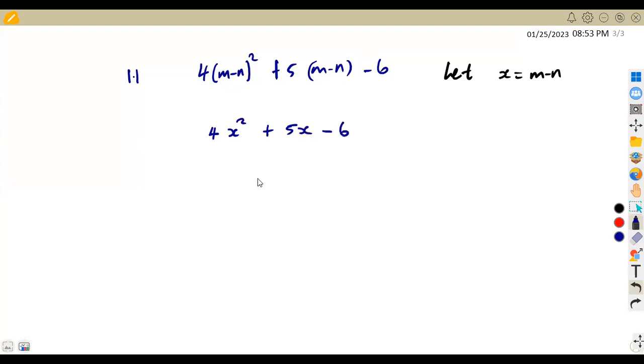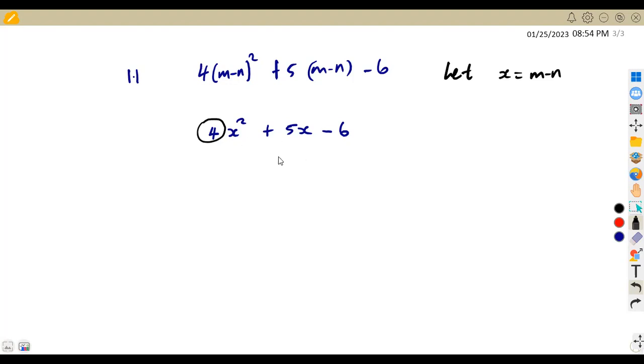Okay. So as you can see, it's a normal quadratic expression that you are used to, but this time we can't factorize this directly as we are used to, because the coefficient of x squared in this case is not 1. So that means it's difficult for you to factorize directly.